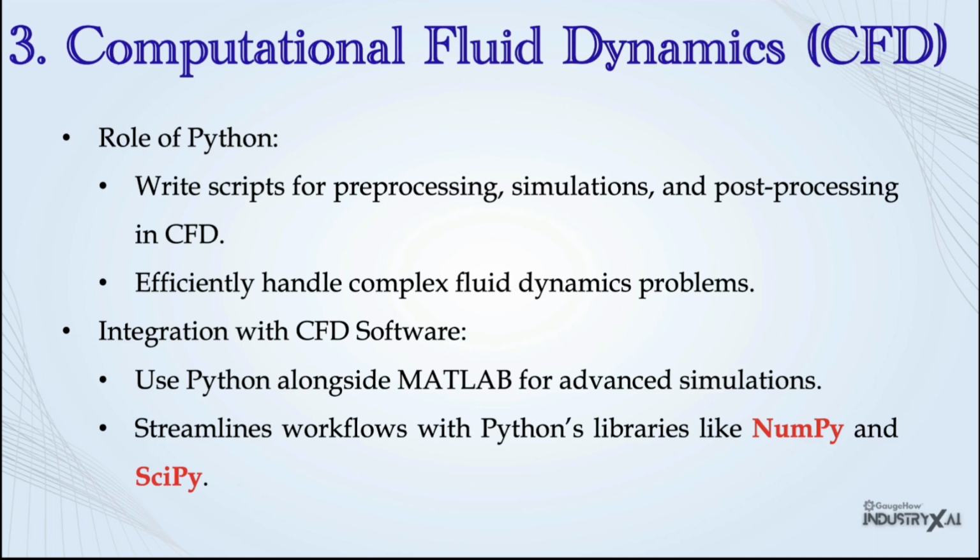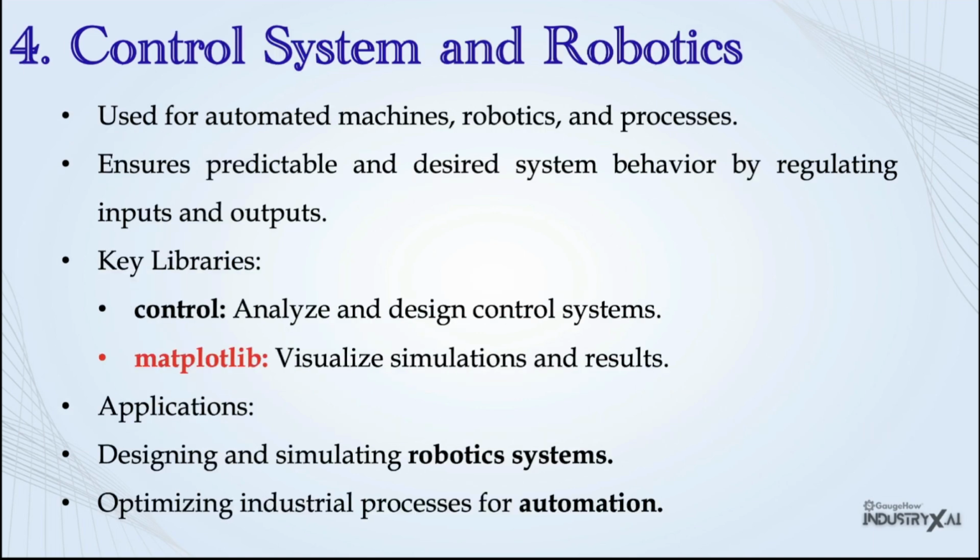Fourth major use of Python is in control systems and in robotics. Control systems are essential in mechanical engineering for designing automated machines, robotics, and processes. They help ensure that a system behaves in a predictable and desired manner by regulating its inputs and outputs. Python, with its robust libraries like control and Matplotlib, simplifies the analysis, design, and simulation of control systems, making it accessible even to those with minimal programming experience.